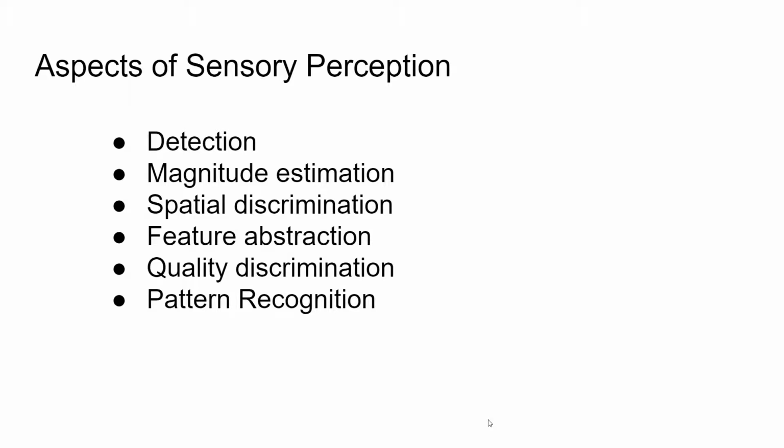Quality discrimination. This has to do with, say you're drinking sweet tea and you think, wow, that's really sweet. Well, how do you know something is more sweet than something else? Why isn't something just sweet or not sweet? Well, because our brains perceive the amount of something, the quality of it, how sour something is or whatever.